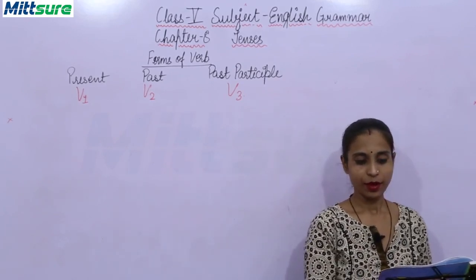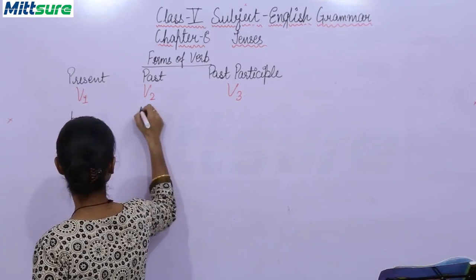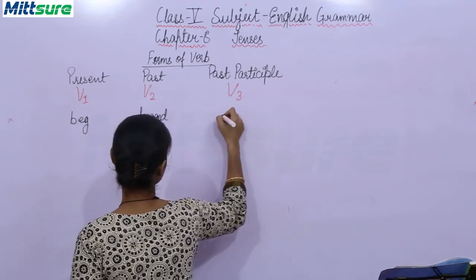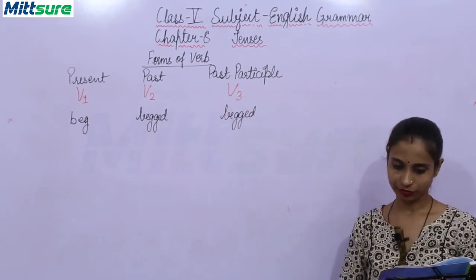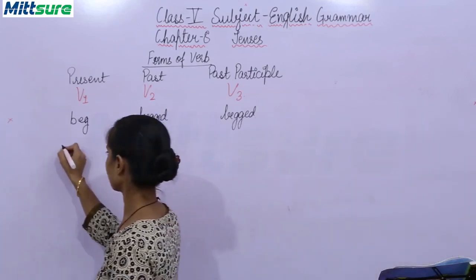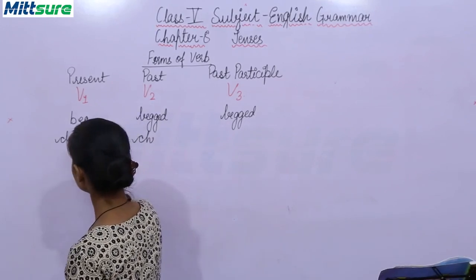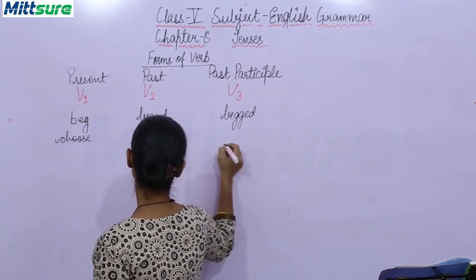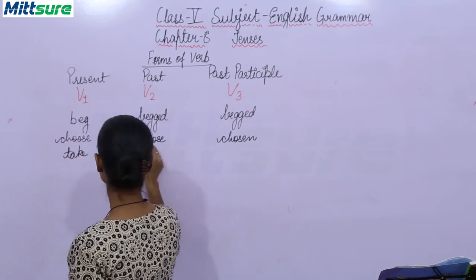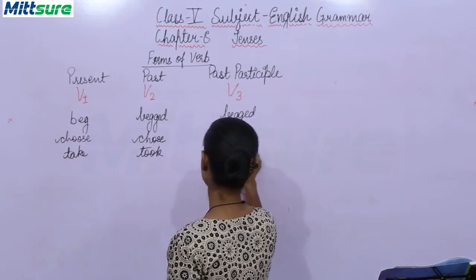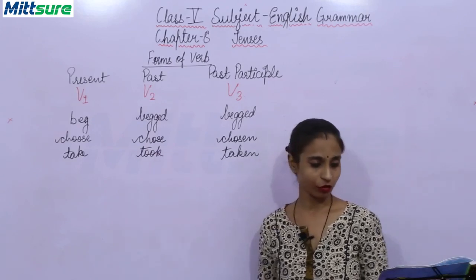For example, beg, bagged, bagged. First form, second form, third form. Then choose, chose, chosen. Take, took, taken. Understanding? Let us write a few more examples for this.